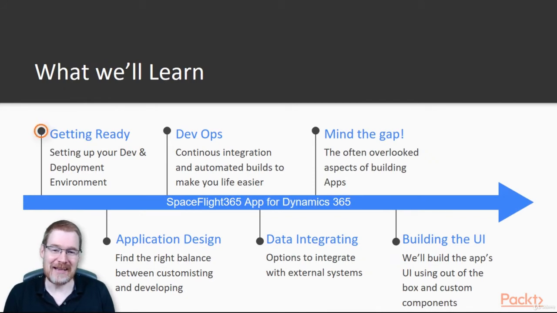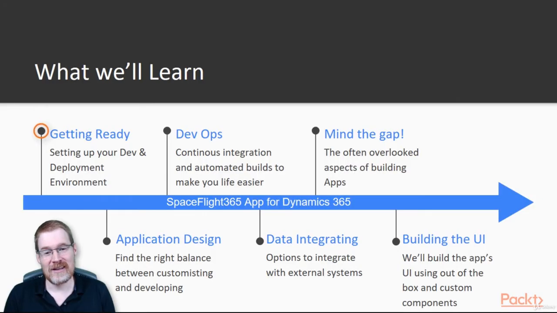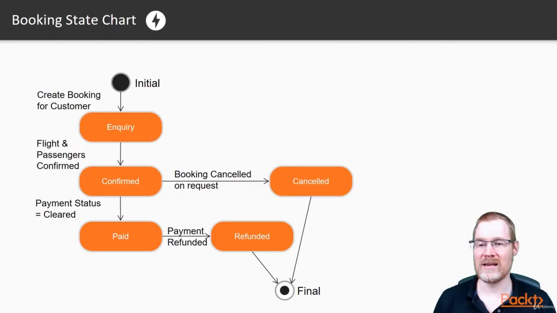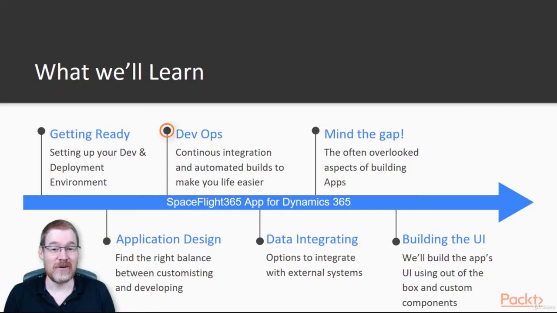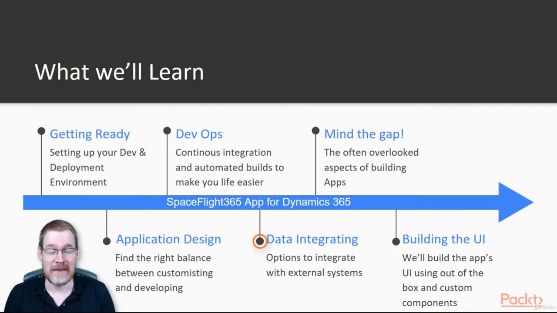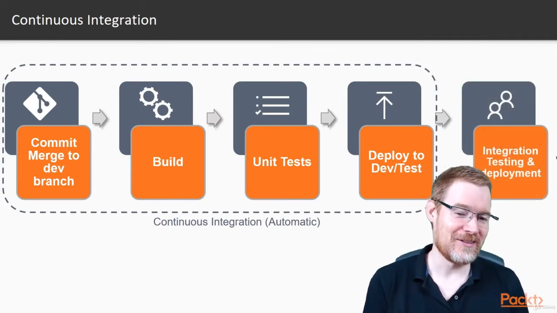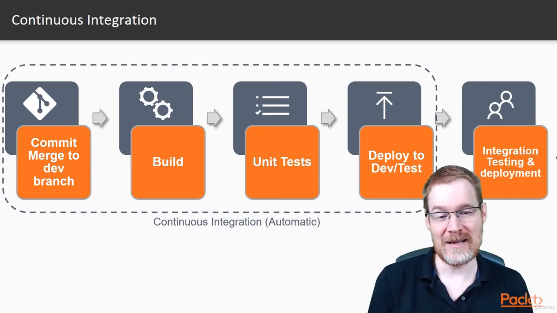So what are we going to learn? First, we're going to look at getting ready. We're going to set up our Visual Studio development environment, and then we're going to move on to looking at the application design and find the right balance between customizing and extending. And then we're going to look at DevOps. Now, DevOps is a buzzword that we often hear, but it's about automating the tasks that we have to do over and over again. So we can have more time to develop and add value. And then we're going to look at some data integration tasks. And this is a common thing that we often find, that we have to bring data in from external systems and also send data out.